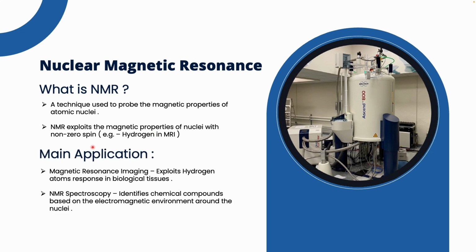What are the main applications of NMR? Magnetic resonance imaging exploits the hydrogen atoms' response in biological tissues. It is used in medical science. The second application, on which we are going to stress in today's topic, is NMR spectroscopy. It identifies chemical compounds based on the electromagnetic environment around the nuclei.